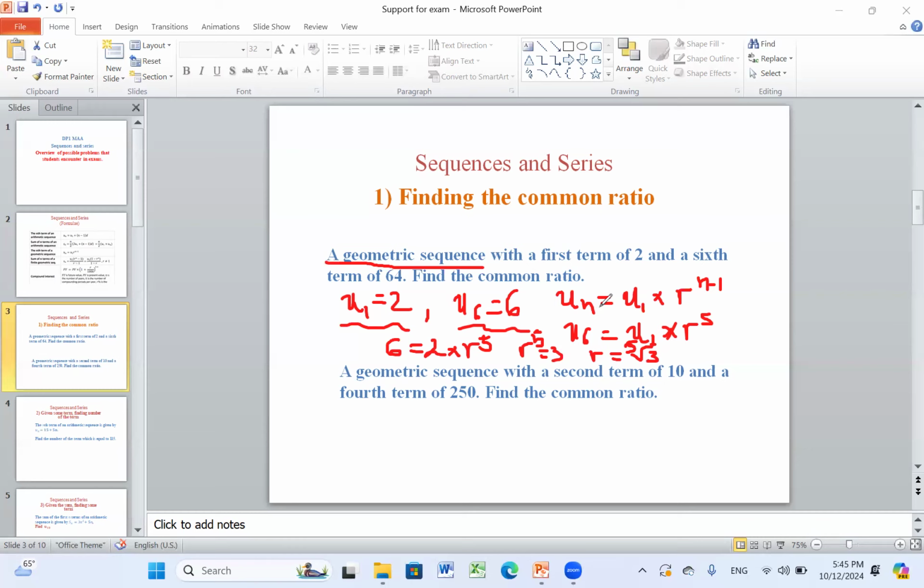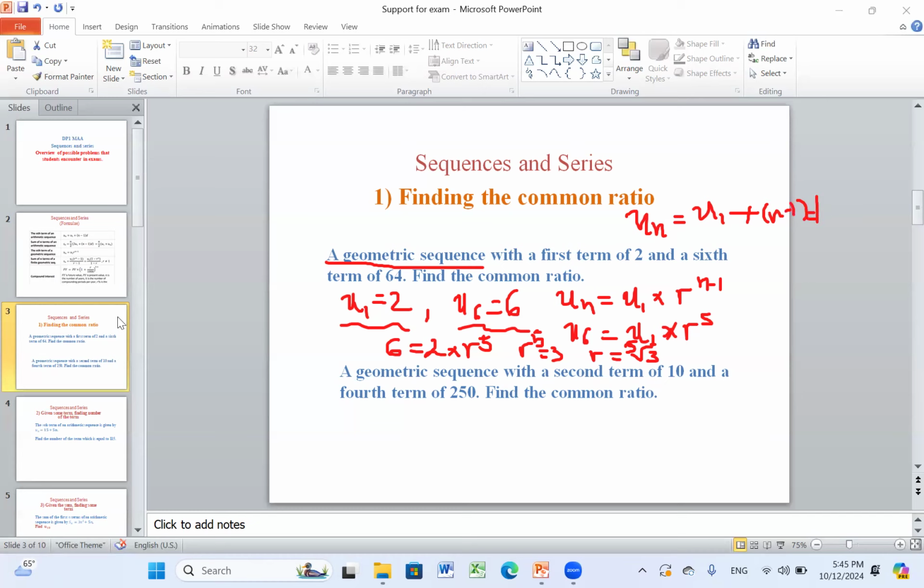So this is for a geometric sequence. In an arithmetic sequence, you can face the same problem, but then you're supposed to use the formula Un equals U1 plus n minus 1 times d. Now let's go to the next one.